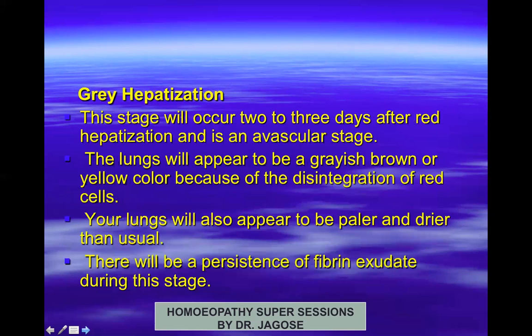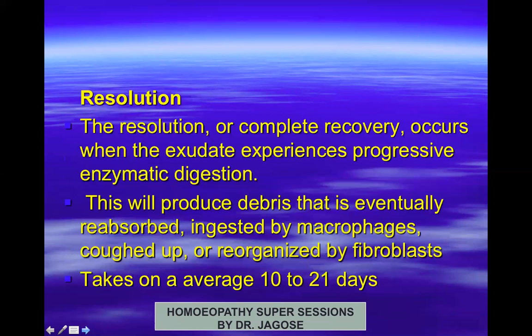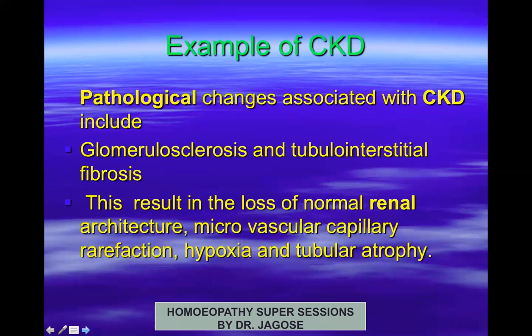In the gray hepatization phase, this stage occurs 2 to 3 days after the red hepatization and is an avascular stage. The lungs will appear to be a grayish brown or yellow color because of the disintegration of the red cells, and your lungs will appear to be paler and drier than usual. There will be persistence of fibrin exudate during this stage. In resolution, or complete recovery, occurs when the exudate undergoes progressive enzymatic digestion. This will produce debris that is eventually reabsorbed, ingested by macrophages, coughed up, or reorganized by fibroblasts. It takes an average of 10 to 21 days.